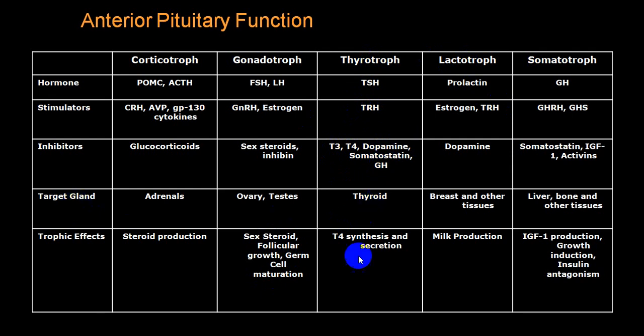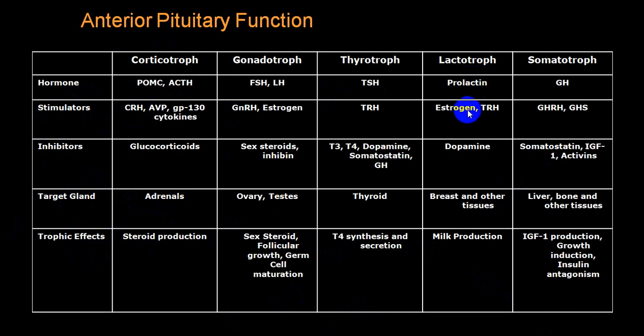Target organ is thyroid gland and it will synthesize and secrete T3 and T4. So it is inhibited by this. This is an important slide which tells you what stimulates the production by a pituitary gland, which factors inhibit, which target organs are affected, and what is the production by the target organs.